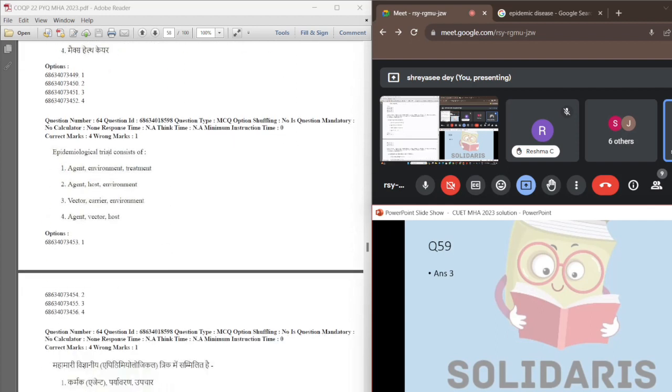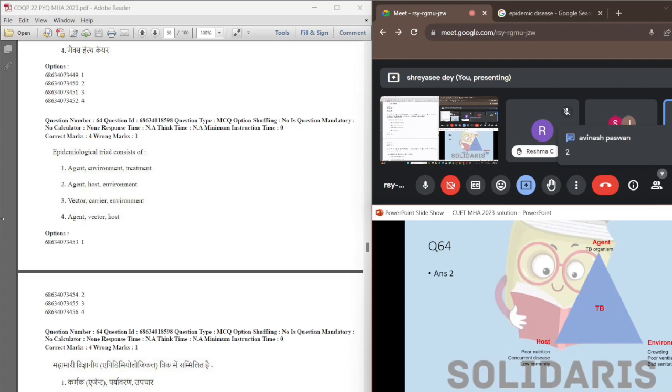Then the next question is the epidemiological triad. I have added a picture, and Arjun has also provided, I think, or will provide the notes on epidemiology.